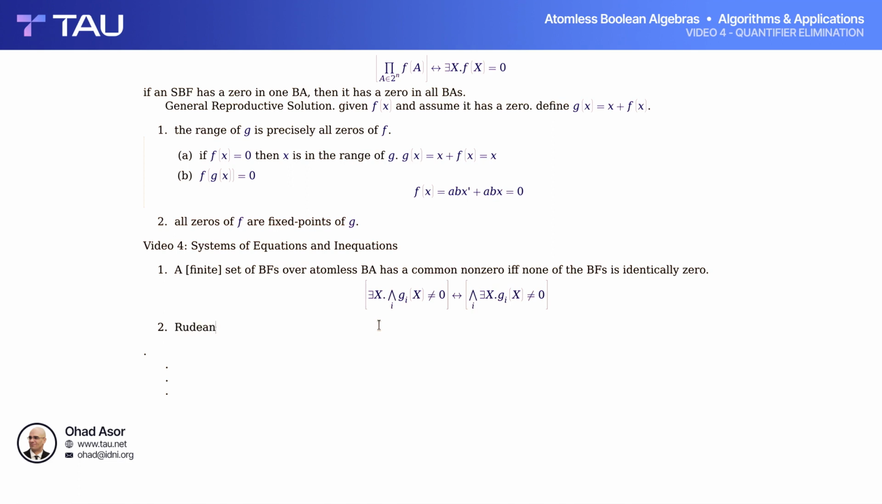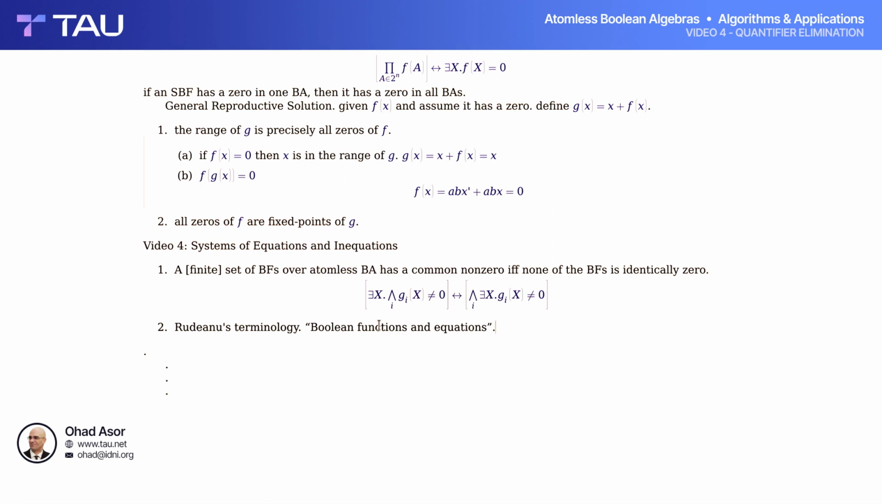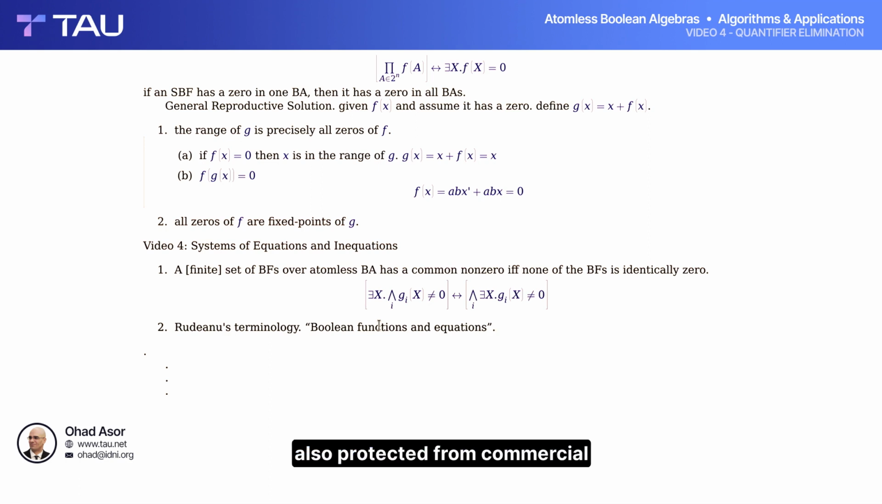Now, let's use Rudeanu's terminology, which I commonly use. Rudeanu wrote the book Boolean Functions and Equations. It is a book that is unfortunately very hard to get, but it is the best source for the subject. What I said in previous videos, but what I'm going to say from now on, is pretty much all novel and is also protected from commercial use by being patented by the company IDNI.